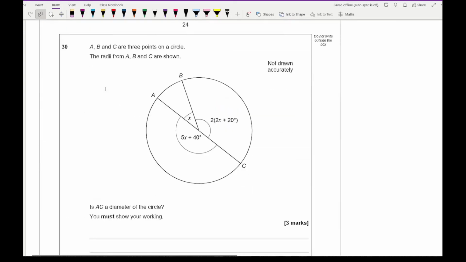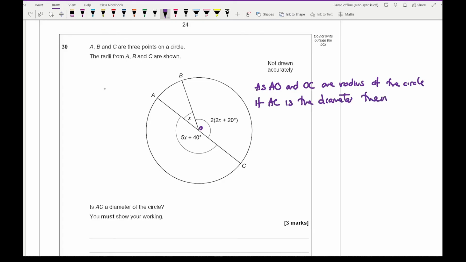Then moving on to our next question, it says A, B and C are 3 points on a circle. The radii from A, B and C are shown. Is AC the diameter of the circle? So as A to O, let's just call this O, as A to O and OC are radii, if AC is the diameter, then 5x plus 40 should equal 180 degrees. So that's the fact that I'm going to be using.